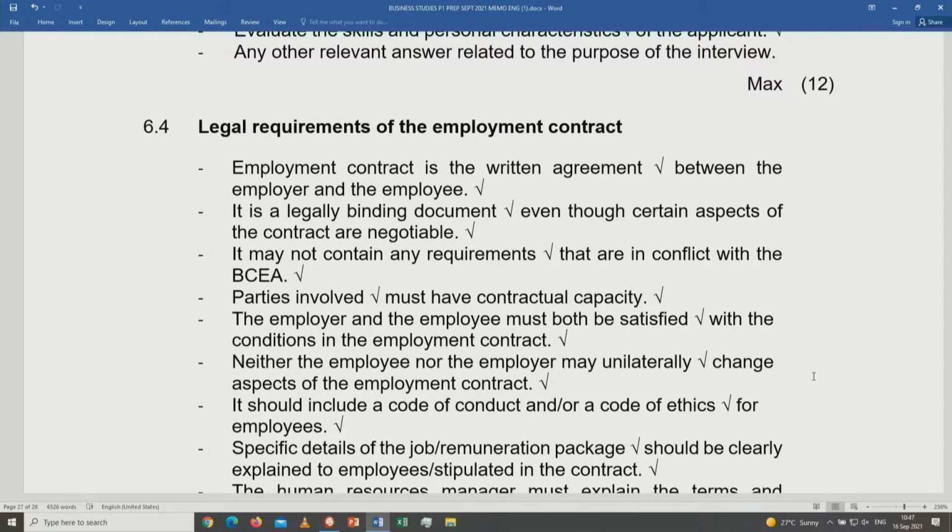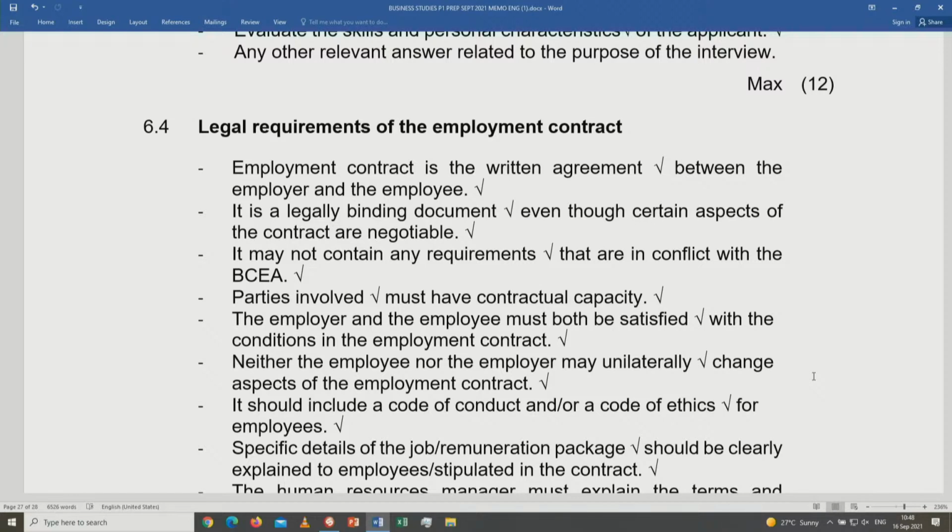It is a legally binding document, even though certain aspects of the contract are negotiable. It makes it legal because it is a legally binding document. It may not contain any requirements or stipulations that are in conflict with the Basic Conditions of Employment Act. Remember, the BCEA is an act, and there is no way that an employment contract should contravene the BCEA. If that happens, then it will not be legally right. It has got to be in line with the BCEA to be legally acceptable. It should not contravene the Basic Conditions of Employment Act.